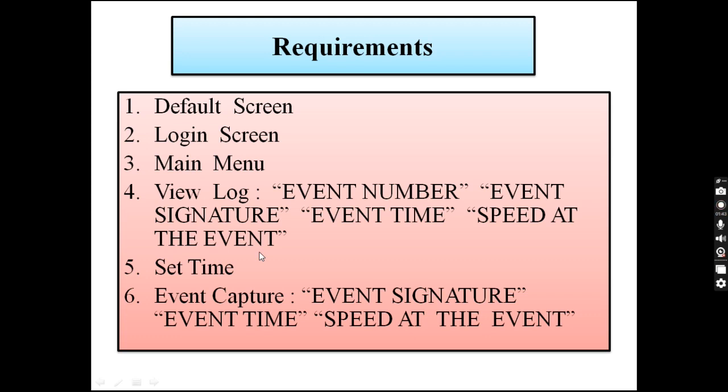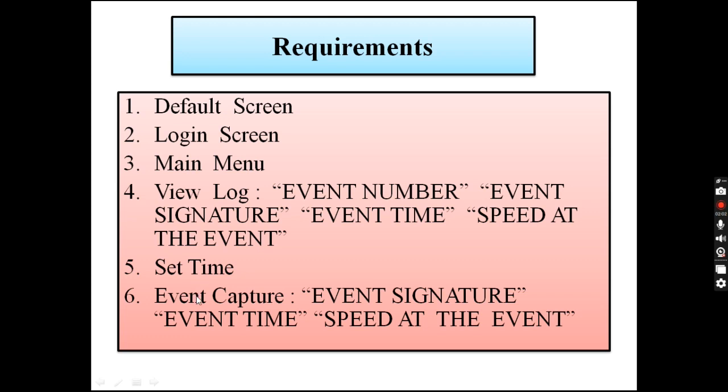The next we have is the set time. It should show the current time. The seconds field should blink indicating the field to be changed. The up key should be used to increment the time, with rollover on reaching the maximum value. The down key will be used to choose the field. A long press of up key should take you to the main menu.